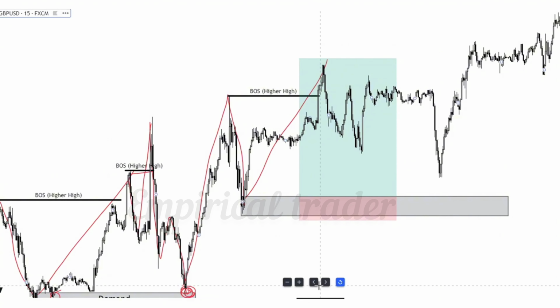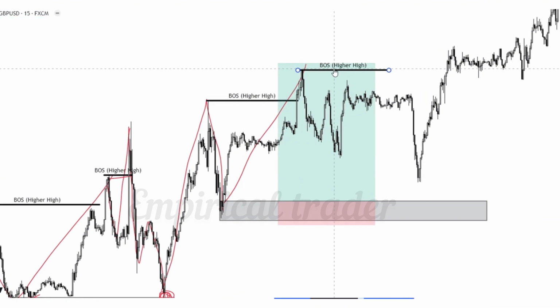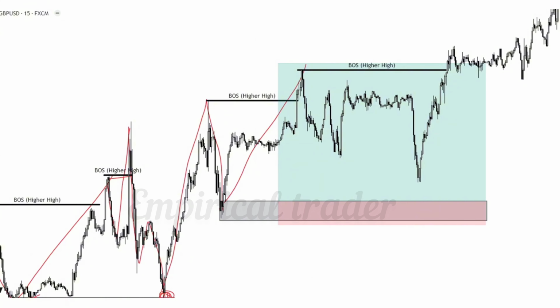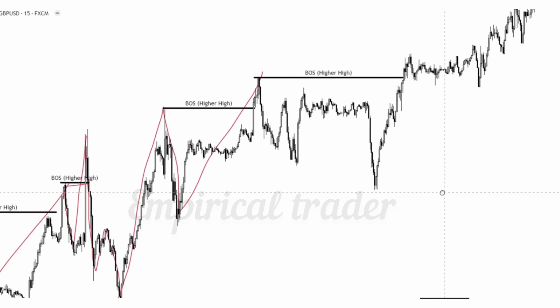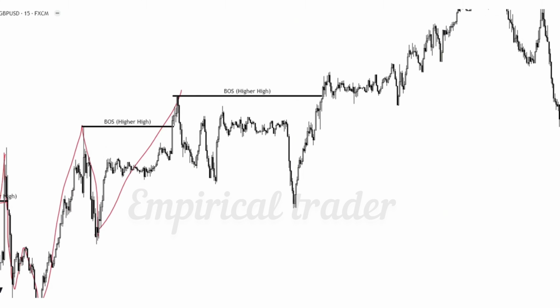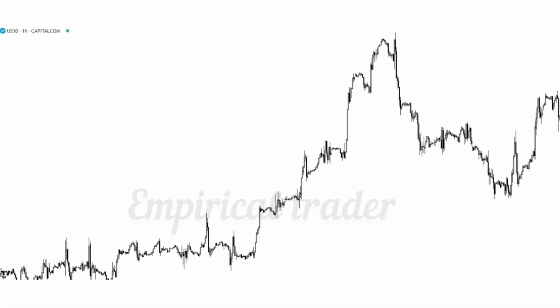Of course, if the price would have hit the demand, a great risk to reward. Anyway, if we move on, we also see how the uptrend continues by making another swing higher high. And this process repeats. We look for demand zones. Look for setups to take the price higher. And it's that simple.